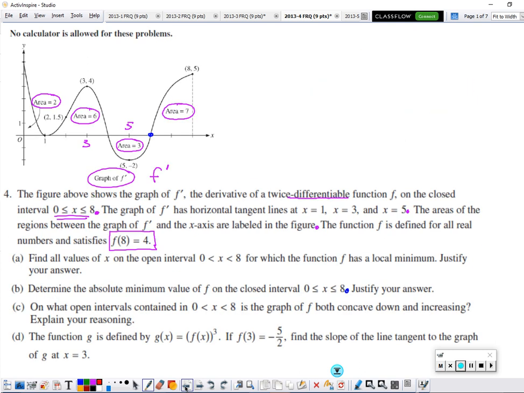Part D. The function g is defined by this formula, so I would definitely box that. Here's g. They give a value for f of 3. I don't really know why yet, so don't worry about it. Find the slope of the line tangent to the graph of g at x equals 3. Slope of the line tangent to g means the value of g prime at 3. So I'm looking for g prime at 3.